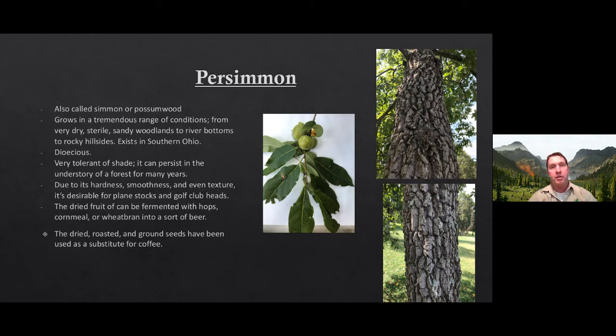Golf club heads too. So I have some wooden golf club heads that I own that were made from persimmon, which is really cool to think about. And the dried fruit can be fermented with hops, cornmeal, or wheat bran into a sort of beer, which is also a very cool thing. And the dried, roasted, and ground seeds have been used as a substitute for coffee. I didn't know that.